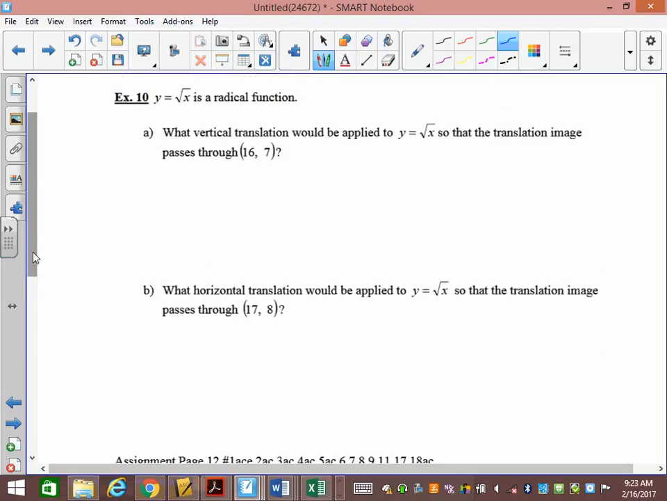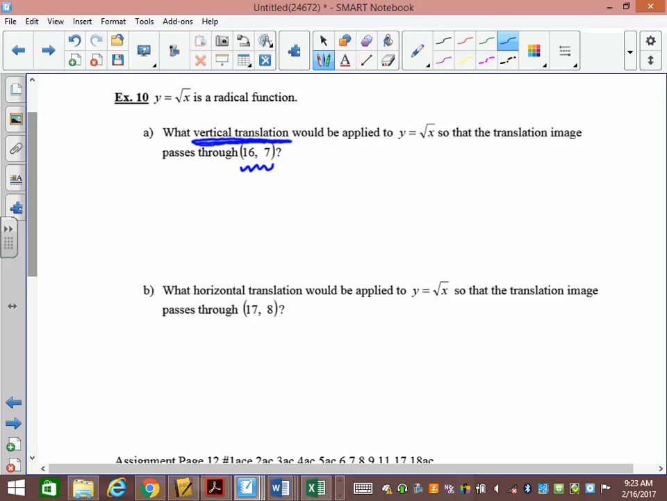This is a good question. It really makes you think. This question can only be asked if you have either only a vertical translation happening and nothing else, or only a horizontal translation happening and nothing else. If you have more, then this specific type of question can't be asked. So this one says, what vertical translation, so there's only a vertical translation, would be applied to y equals square root x so that the image point would pass through this? So this would be the new point. So what vertical translation could be applied so that our new point is 16, 7?